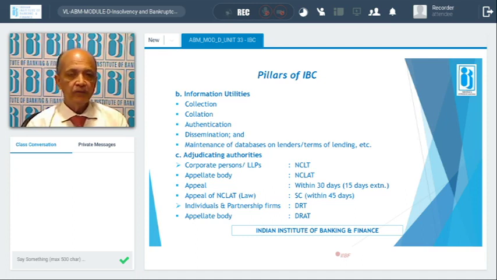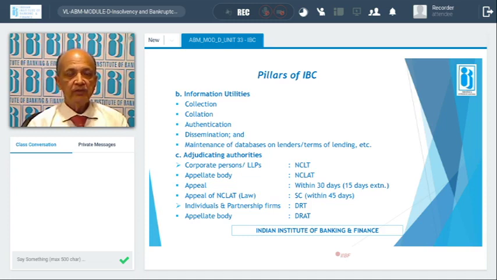So far as corporates and LLPs are concerned, that is the NCLT and the Appellate Tribunal, NCLAT, the appeal should be made within 30 days, and in exceptional cases 15 days more may be granted, so the maximum is 45 days, or in the normal course 30 days. And if the order passed by the NCLAT is not acceptable, the aggrieved party can make an appeal before the Supreme Court only if it is a matter of law.